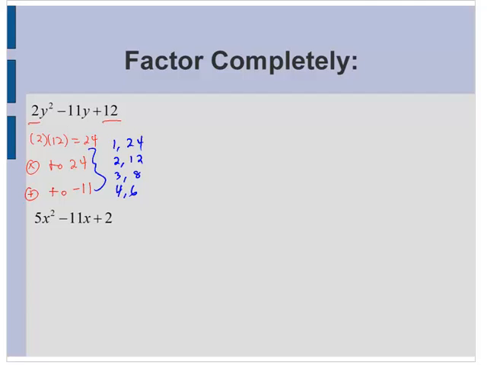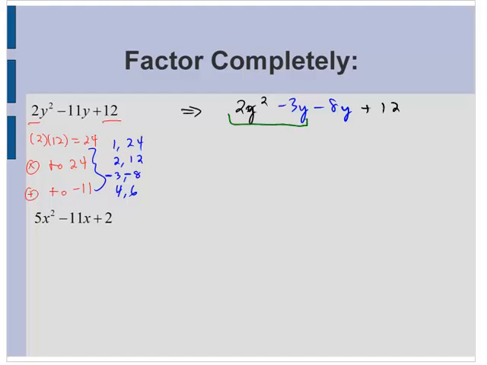I need them to multiply to a positive number and add to a negative number. That means I need same signs, both negative. I'm still summing the numbers. 1 plus 24 is 25, 2 plus 12 is 14, 3 and 8 is 11. So if I had a negative 3 and a negative 8, that would work. So I'd have 2y squared minus 3y minus 8y plus 12.